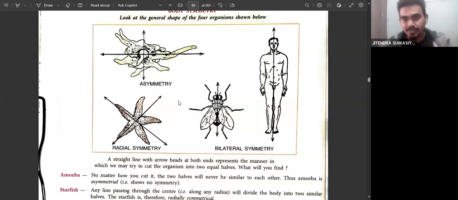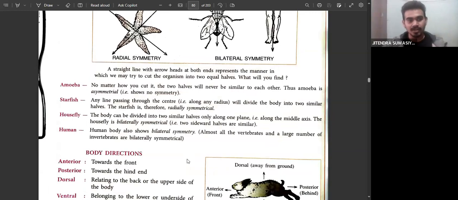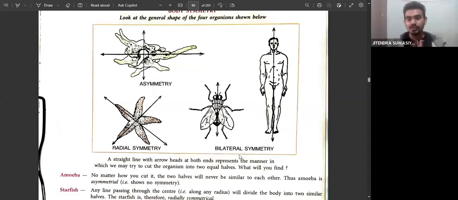And asymmetry is for organisms which cannot be cut into equal halves. So we have many organisms like amoeba, starfish, housefly, humans. Human means bilateral symmetry. If you talk about the morphology, we can't talk about the physiology. If you talk about the morphology of human beings, if we cut ourselves into two equal halves, we will have separate legs, separate hands, then separate body, everything separate, but internally it is not separate. We are just talking about the morphological aspect, right? So if you cut into two equal halves, that is bilateral symmetry.